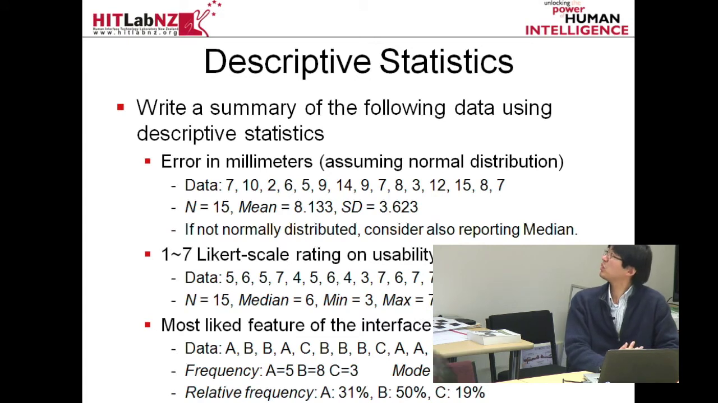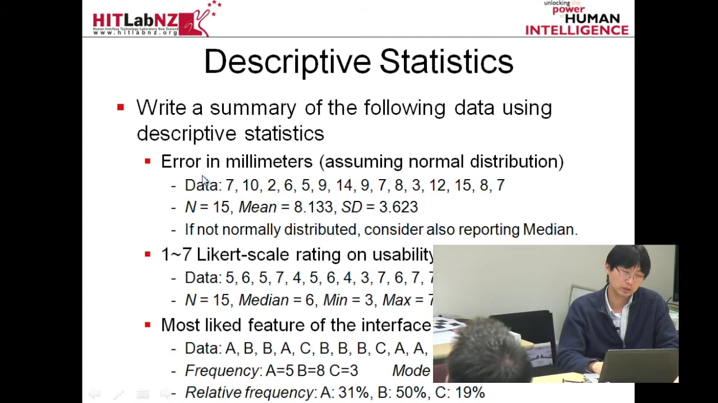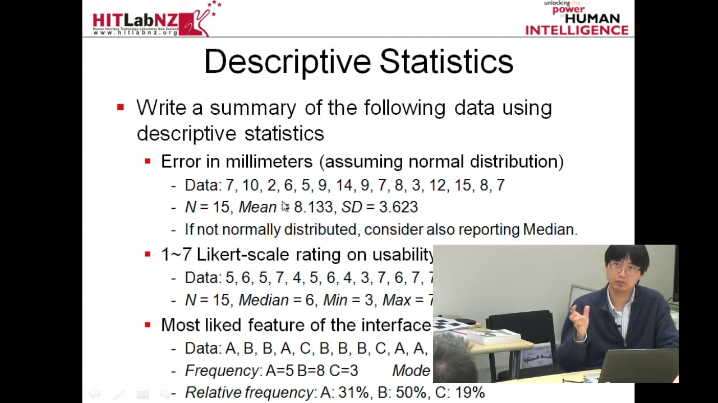So, a little bit reflecting on what we've talked about with descriptive statistics. This is basically the data set I gave you with the assignment. So what I was asking was, based on the given data set, what kind of descriptive statistics you would like to report. And again, it depends on what scale the data set is using. So the first example was error in millimeters, which is interval or ratio data. And I said it was assuming normal distribution. And if you plot it, it's pretty much normally distributed. And in this case, you can pretty much report the mean and the standard deviation.